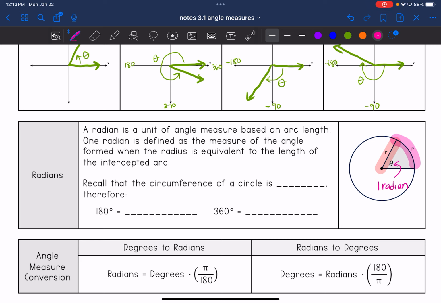So an easier way to remember this is to recall that the circumference of a circle, the formula to find that, is 2 pi r, where r is the radius. But in this case, because I want the radius to be the same length as the arc, I'm just going to ignore that r part. If I want to do a 360, meaning I want to go all the way around, it would just be 2 pi. So 2 pi radians. And then halfway, that 180 would just be pi radians.